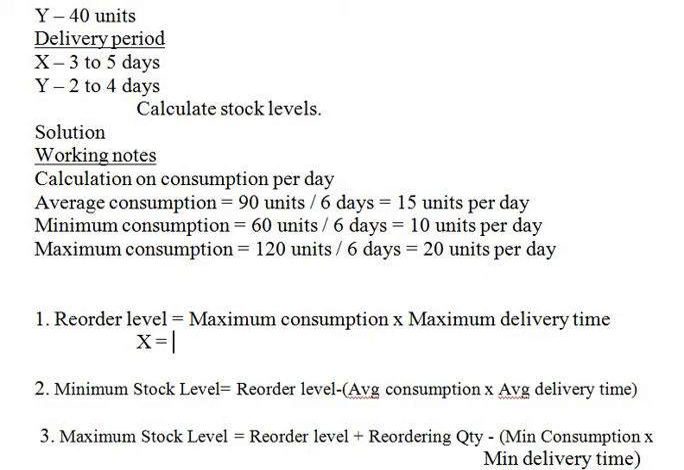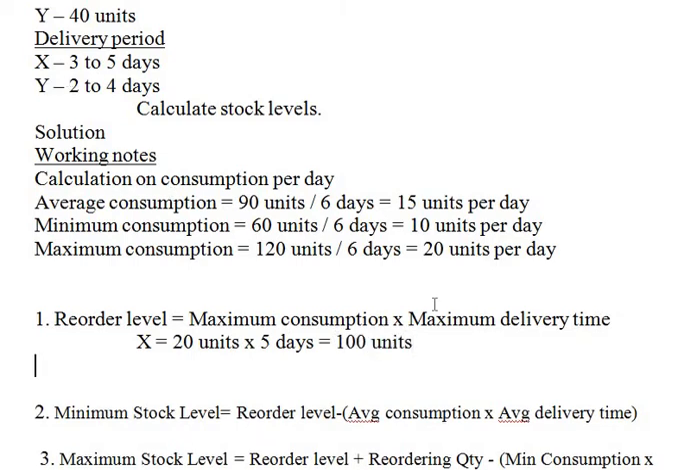Now maximum consumption for X is how much? Consumption you need to take as per your first working note. So maximum consumption is 20 units into maximum delivery time for X. Maximum is 5 days. So 20 into 5 days. If you calculate, you will get 100 units.